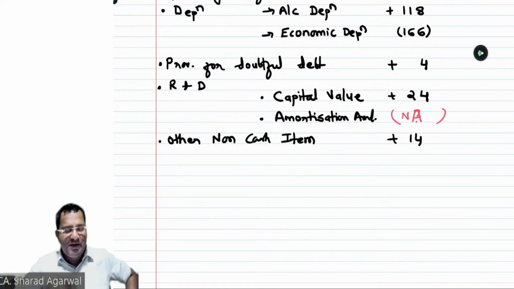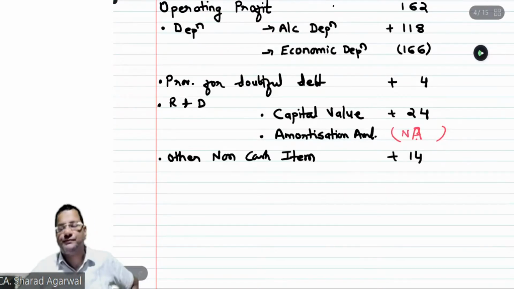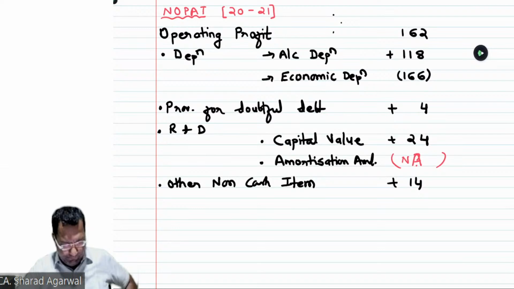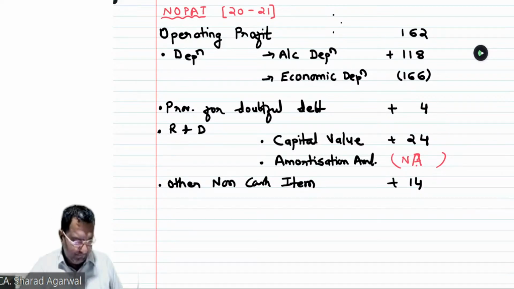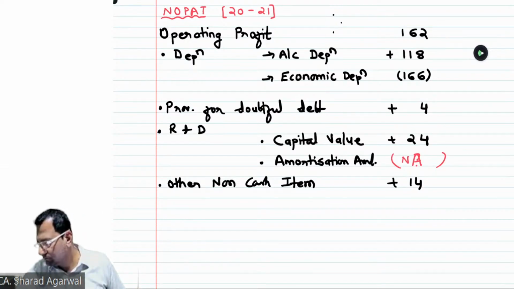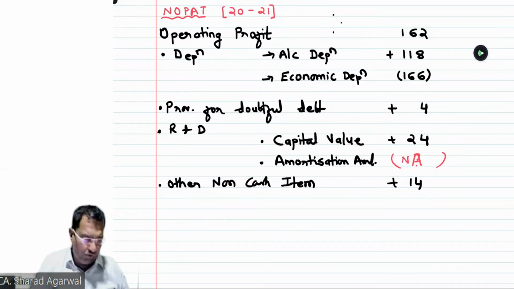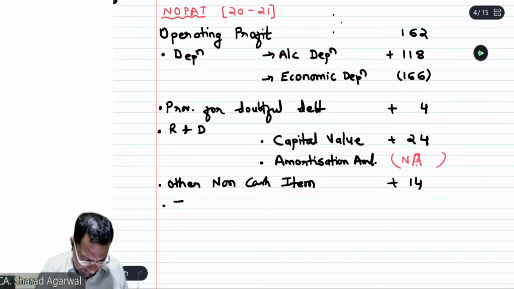Provision for doubtful debt we have already covered. Tell me the tax amount that will be deducted from this profit. Tax amount. Tell me the amount of tax that will be deducted from the NOPAT. Okay beta, 18 crore rupees is the correct answer. So please deduct tax paid. We have to deduct 18 crore rupees.